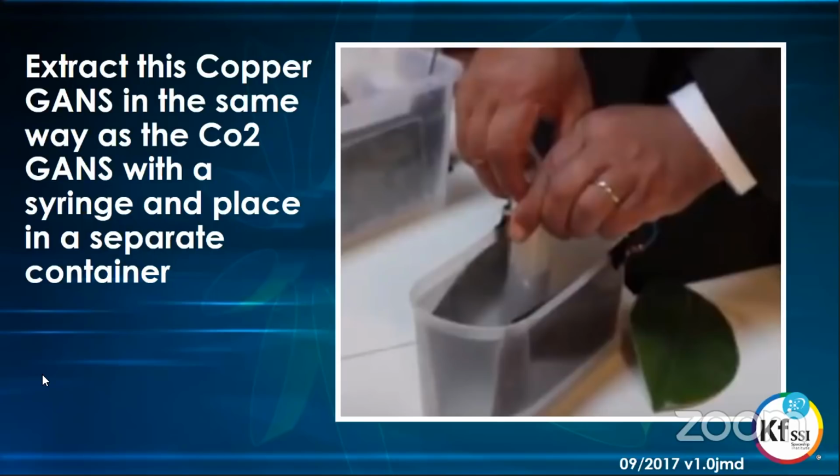And then you extract your copper GANS in exactly the same way as all the other GANSes. You can do it with a syringe. Some people have other methods. So it just depends on how you want to do it, but you can just extract the GANS that you need. And obviously, if you've got a whole lot of the amino acids, like what Sandor has shown, you take your amino acids off the surface first.